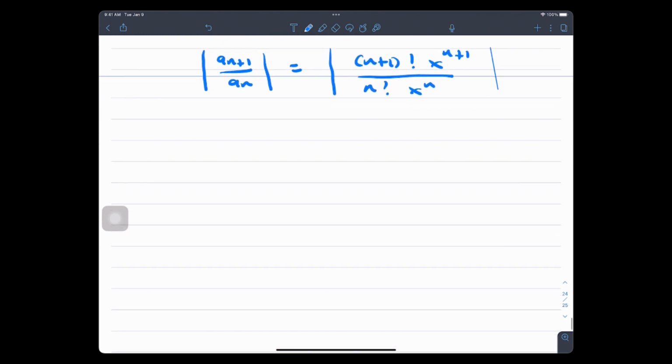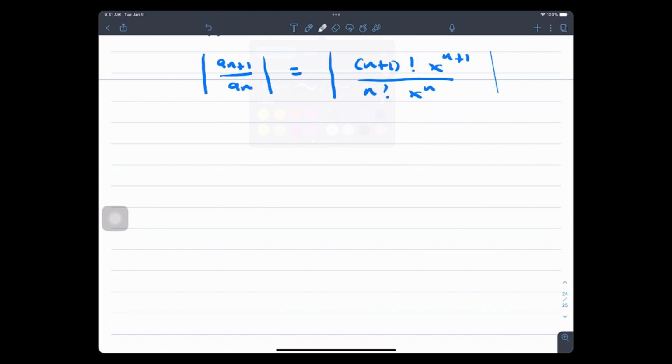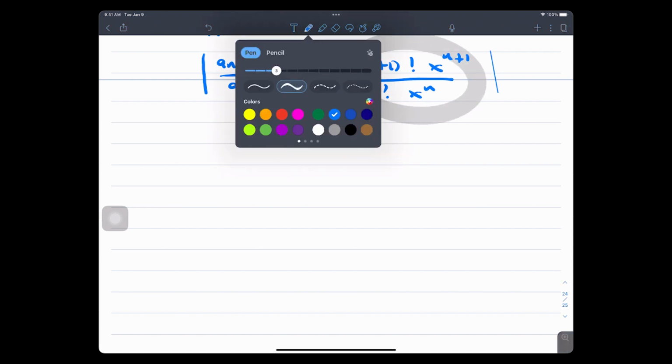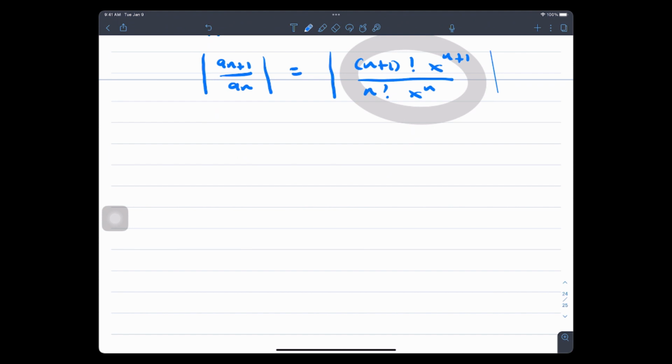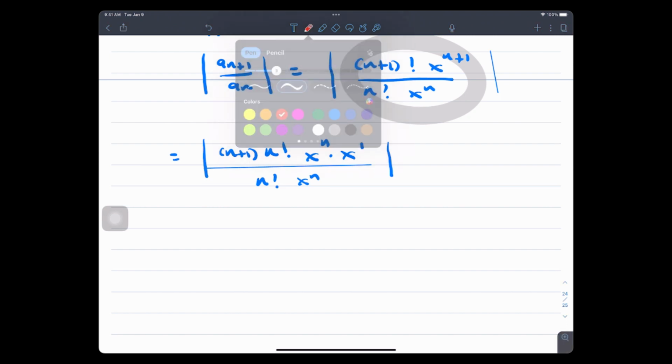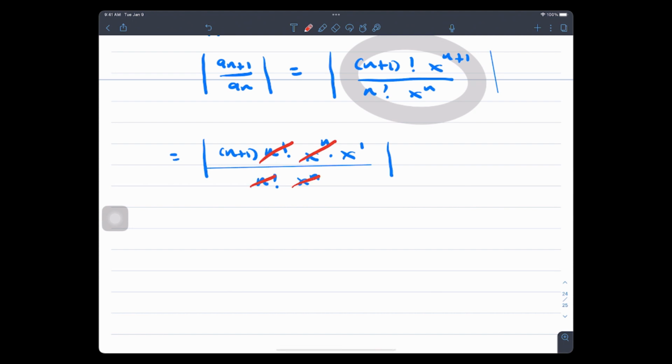Now, remember, what do you guys want to use here to simplify what's under the absolute value? You want to use algebra and the definition of factorial. So what do you replace (n+1) factorial with? n plus 1 times n factorial. What about the algebra here? Isn't that x to the n times x to the first power? Then you have the n factorial x to the n here. So what happens now is you get to cancel the n factorials and the x to the n, and what you're left with is the absolute value of n plus 1 times x.